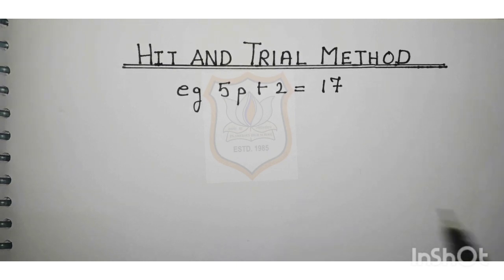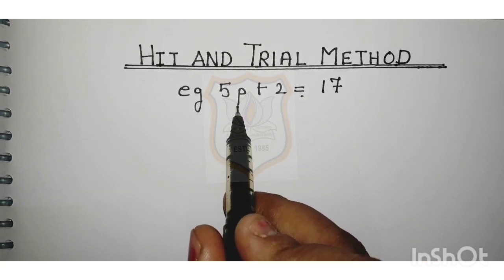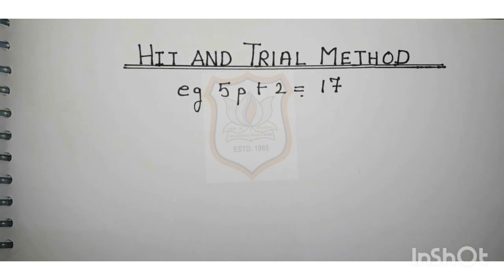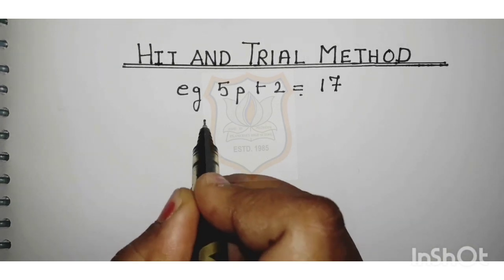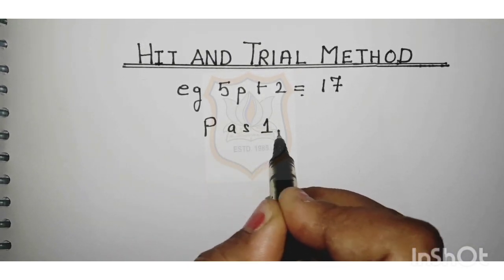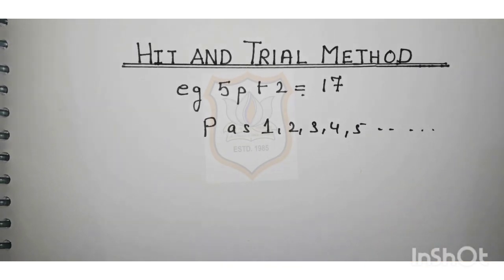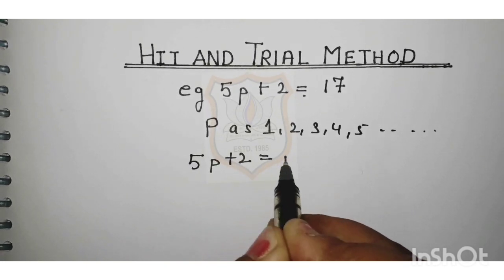Students, one more method is there, and that is the hit and trial method, in which the value of the variable is not given. For example, 5p plus 2 is equal to 17. Here the variable is p. The value of this p is not given. So what we have to do? We have to find the value of p by hit and trial method. Hit and trial method means we will put the value of p as 1, 2, 3, 4, 5 and so on until we get the right answer.